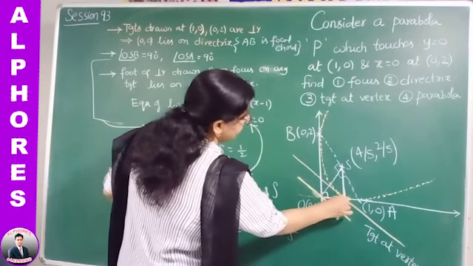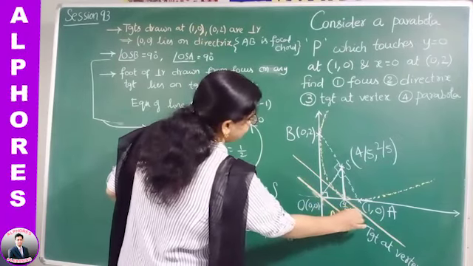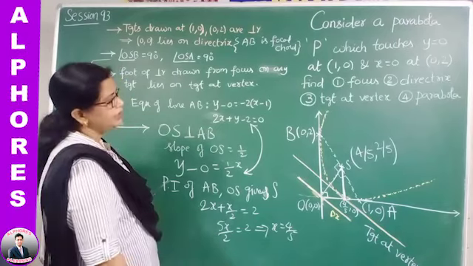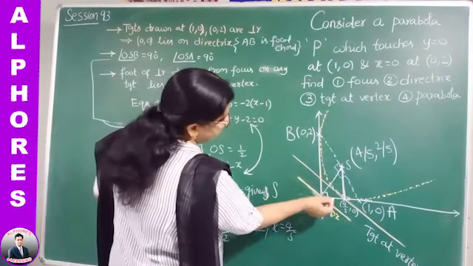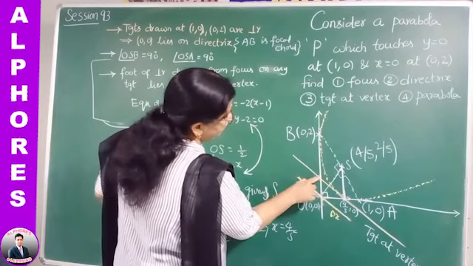Now this point is what here? 4 by 5 comma 0. So this is 4 by 5 comma 0. And in the same way, students, you take here the foot of perpendicular from the same focus onto this one.